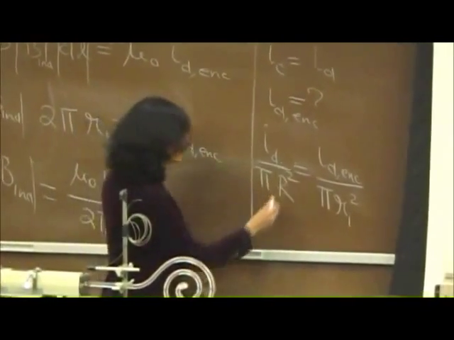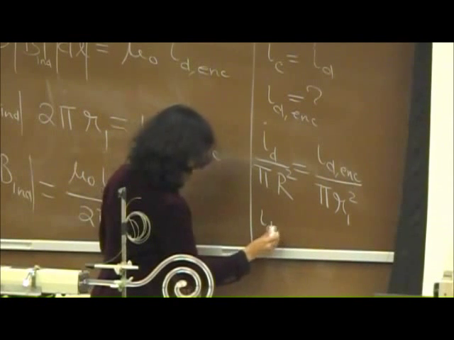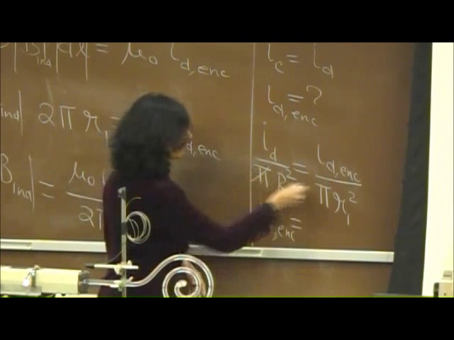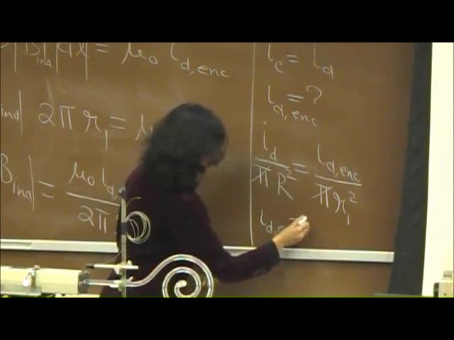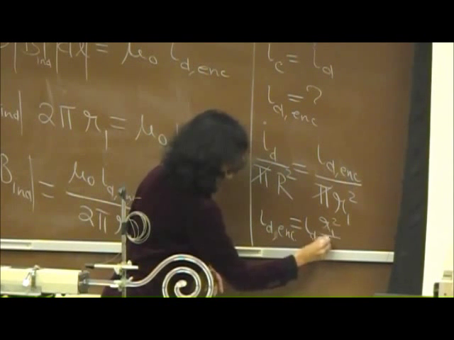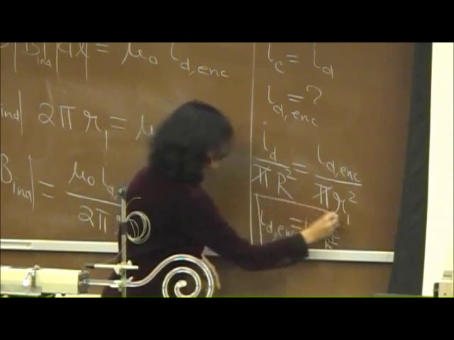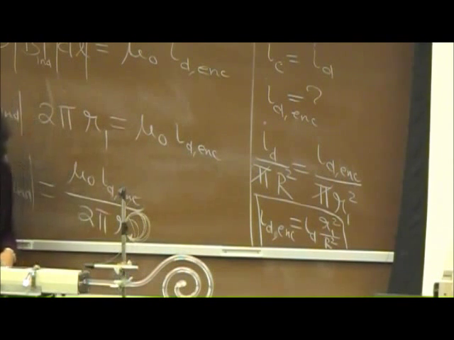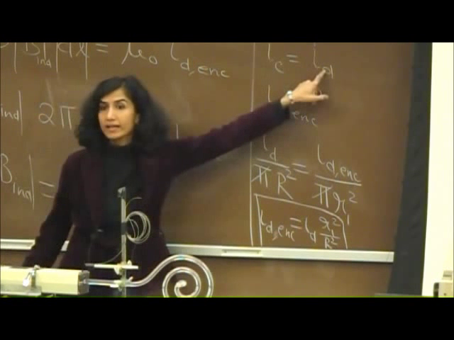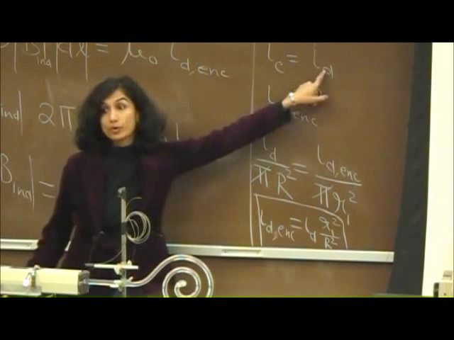And if you agree with that, then you can see that I_D enclosed should be equal to, pi and pi get cancelled, I_D times R1 square divided by R square. Right? But what is I_D, folks? Is I_D equal to I_C? Yes, that is something that I proved to you last time.